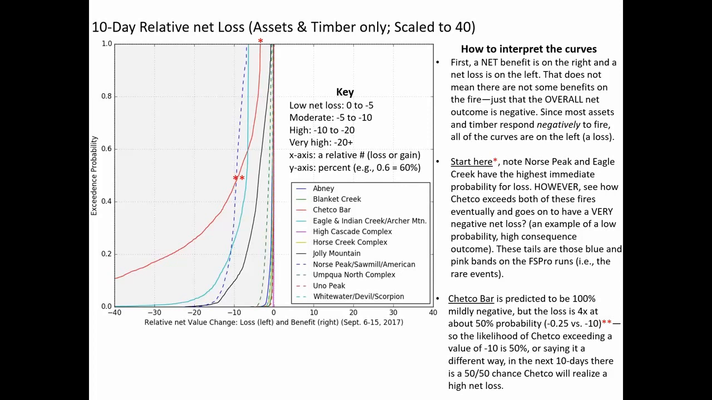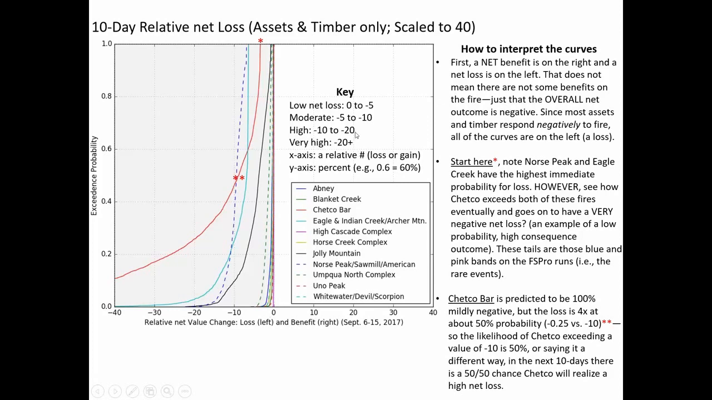And I'll call your attention, first of all, at the height of the fire season of 2017, the MAC group wanted to focus on assets and timber only. So on the left is a negative response to fire. On the right is the positive, because almost all assets respond negatively to fire. The net of what we did was a loss. So the way to read this is, on the left is the loss, on the right is the positive response.